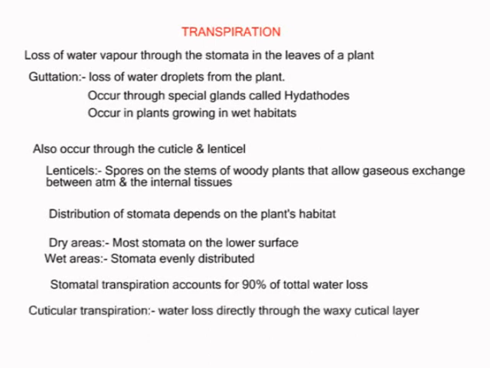In cuticular transpiration, water vapor is lost directly through the waxy layer of cutin covering the surface of the leaves. A thick cuticle reduces the amount of water loss. Cutin is secreted by cells of the epidermis and makes up the cuticle layer.